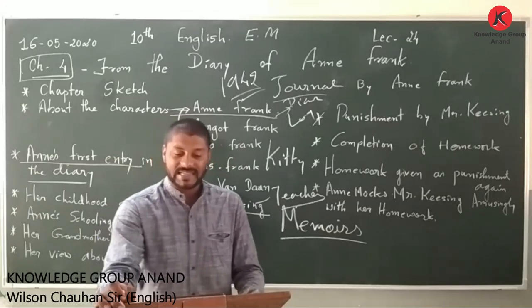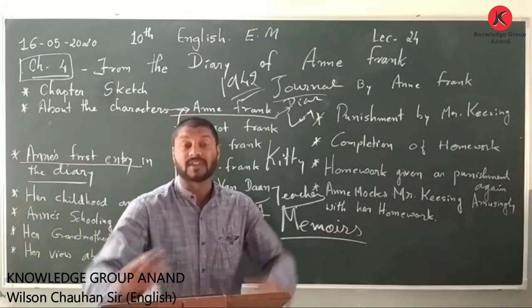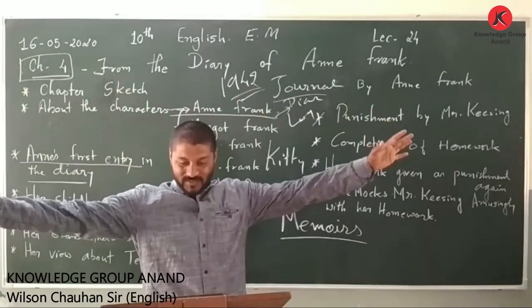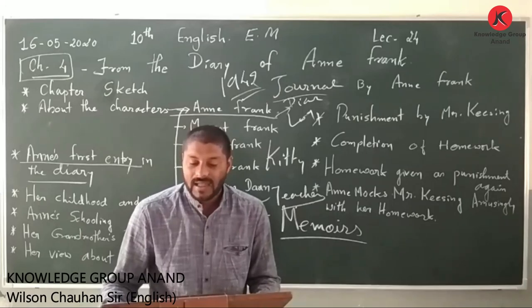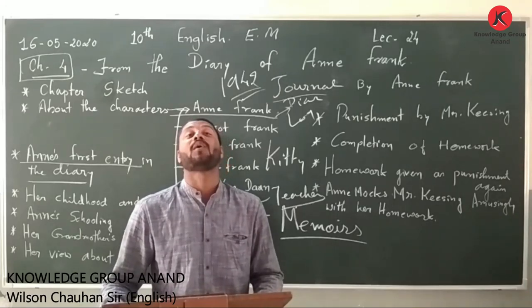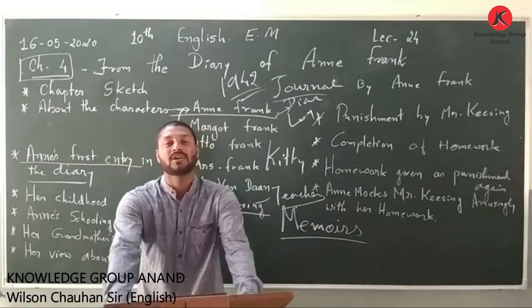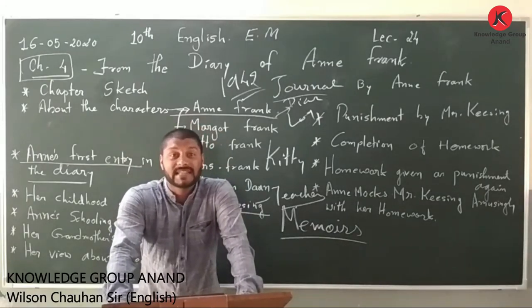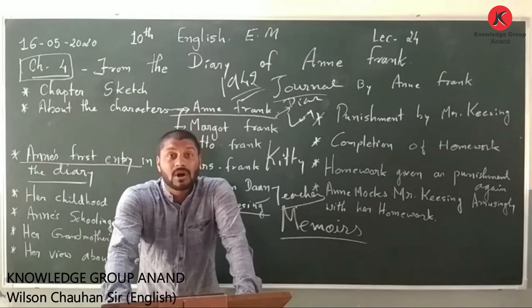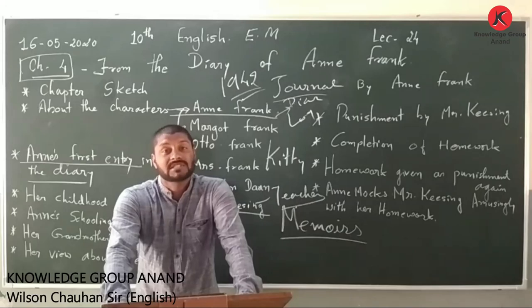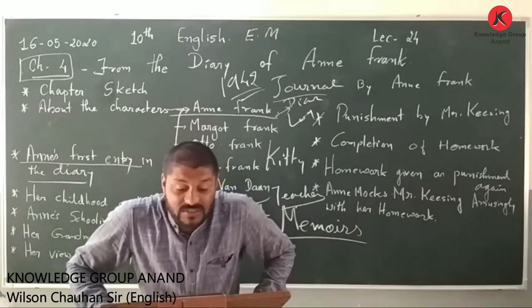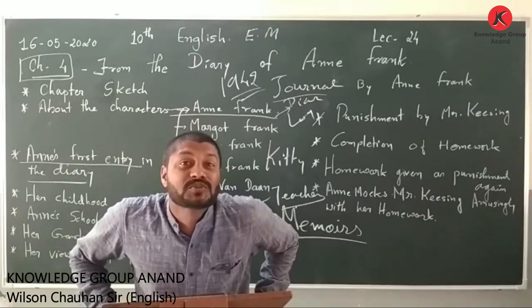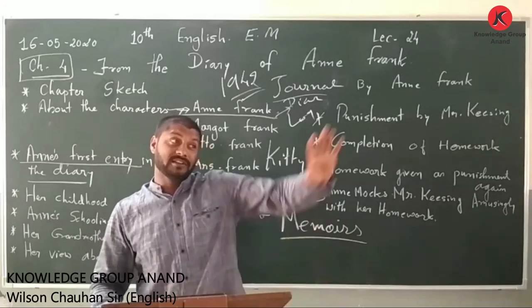Mr. Keesing read Anne's essay in front of the class and laughed. Once again, he gave her another essay as punishment, on the topic of an incorrigible chatterbox. What is an incorrigible chatterbox? An incorrigible chatterbox is a chatterbox who cannot be corrected. Incorrigible means it is impossible to correct someone. And quack, quack, quack, said Mistress Chatterbox. So she has been given a title.